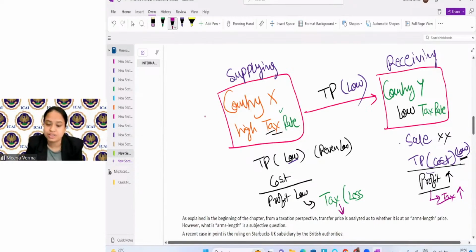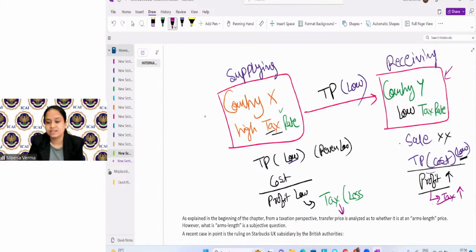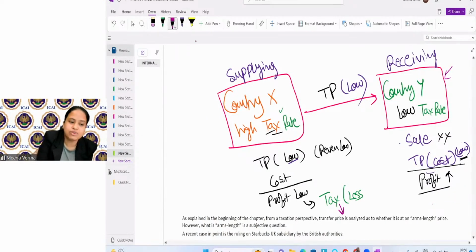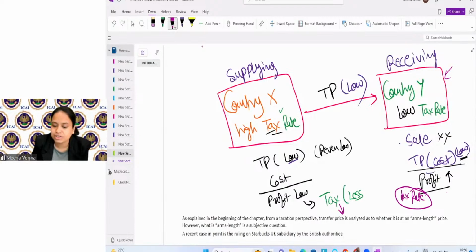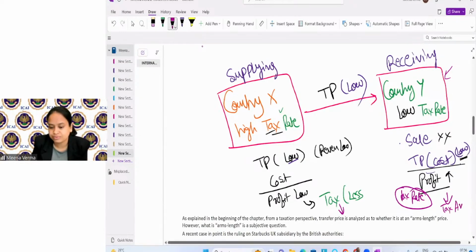But that makes no difference. Even if the tax rate is high, the income tax rate is less. Tax rate is high. Sorry, I am so sorry. So the profit will be high, but here the tax rate is less. Tax rate is less. So what will happen? The tax amount will be less here.